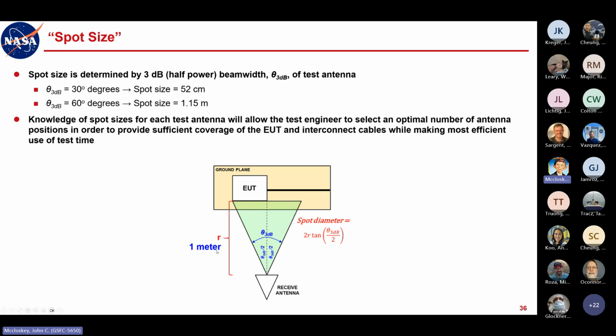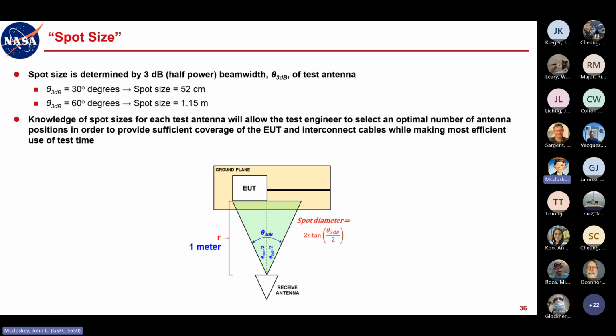Okay, but it's just basic geometry, right? So for a 30-degree spot size, you just work through the numbers here, the spot size is a little over half a meter, and for a 60-degree beam width, or 3 dB beam width, your spot size will be a little over a meter. Okay, so a 60-degree beam width, that's pretty good. A 1 meter spot size for a box level test is pretty good. That should get you most of the way to what you need for a single antenna position.